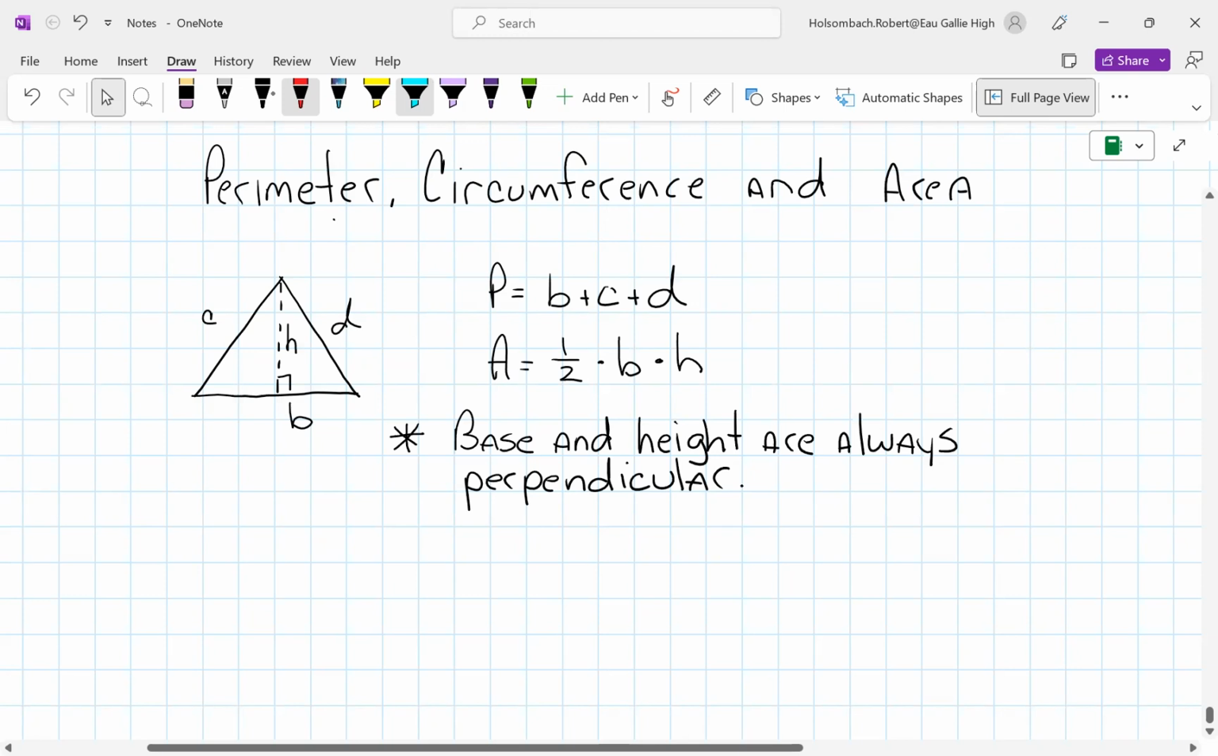So if you're ever confused as to what the base is and what the height is, find two segments in the triangle that are perpendicular to each other. One of those will be the base, the other one will be the height. Okay? Super important. Base and height are always perpendicular. When you're finding the area and you're going to multiply 1/2 times the base times the height, your base and your height need to be two perpendicular segments. Here's the B right here, the base. And here's the height, this dashed line going from this vertex up top down to the base.